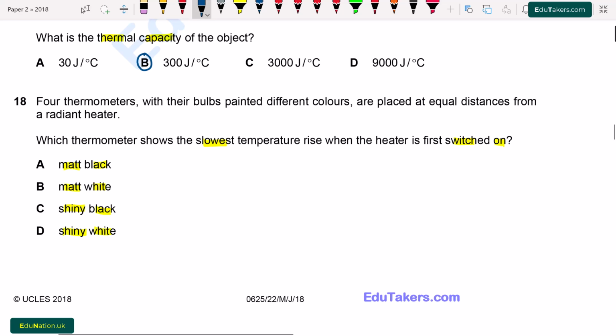First of all, a shiny surface is a good reflector and a bad heat absorber and radiator. The light that falls on it will reflect back and it will not be absorbed. For this reason, the shiny white thermometer shows the slowest temperature rise when the heater is first switched on. So this is basically the shiny white surface. Option D is correct. Because black color is a good absorber, we don't use the black color, because here we have to show the slowest temperature rise. So only option D is correct.